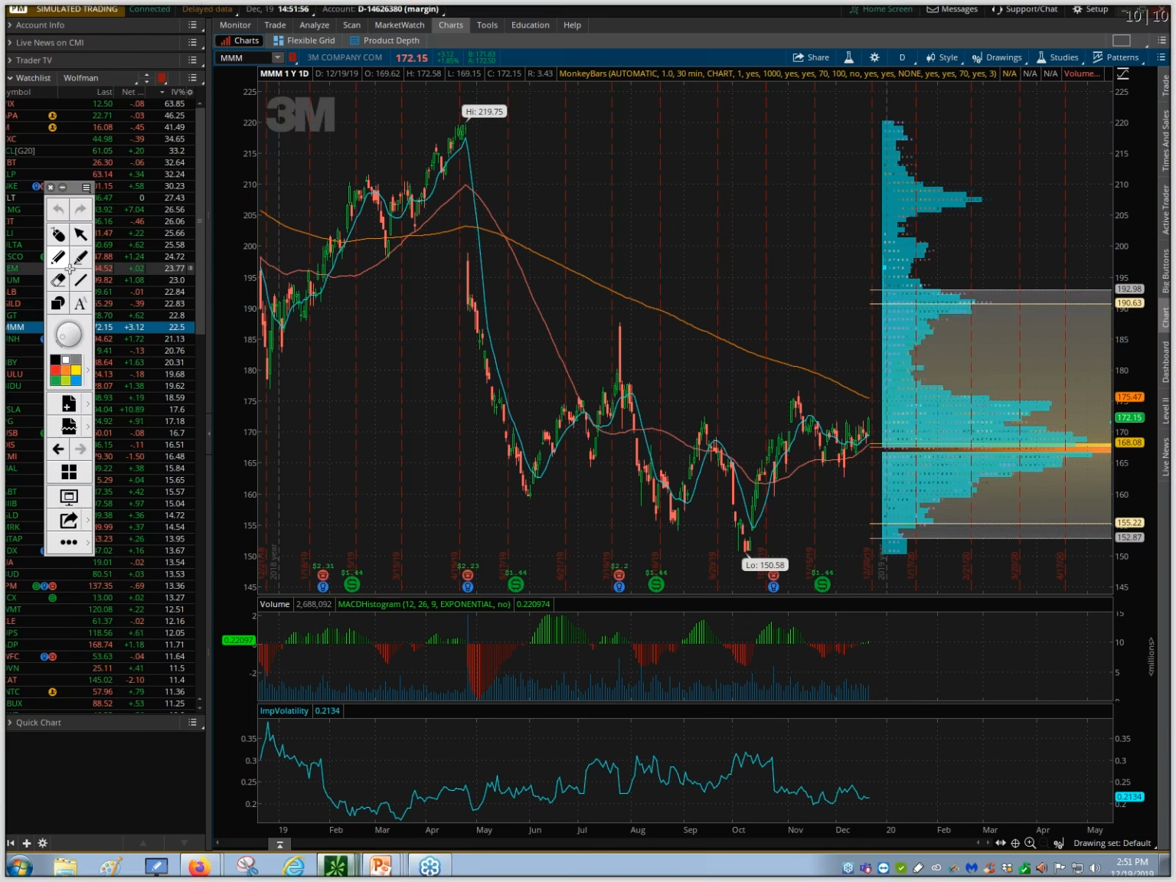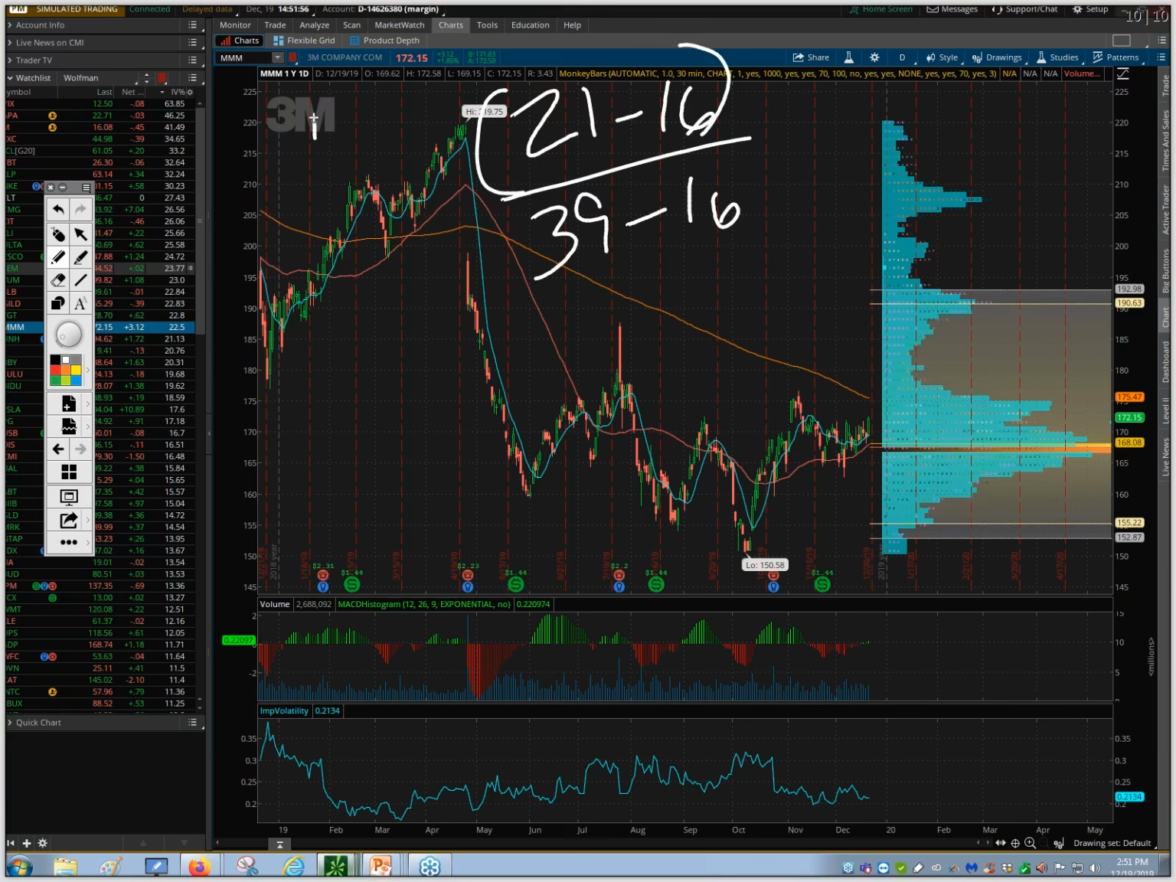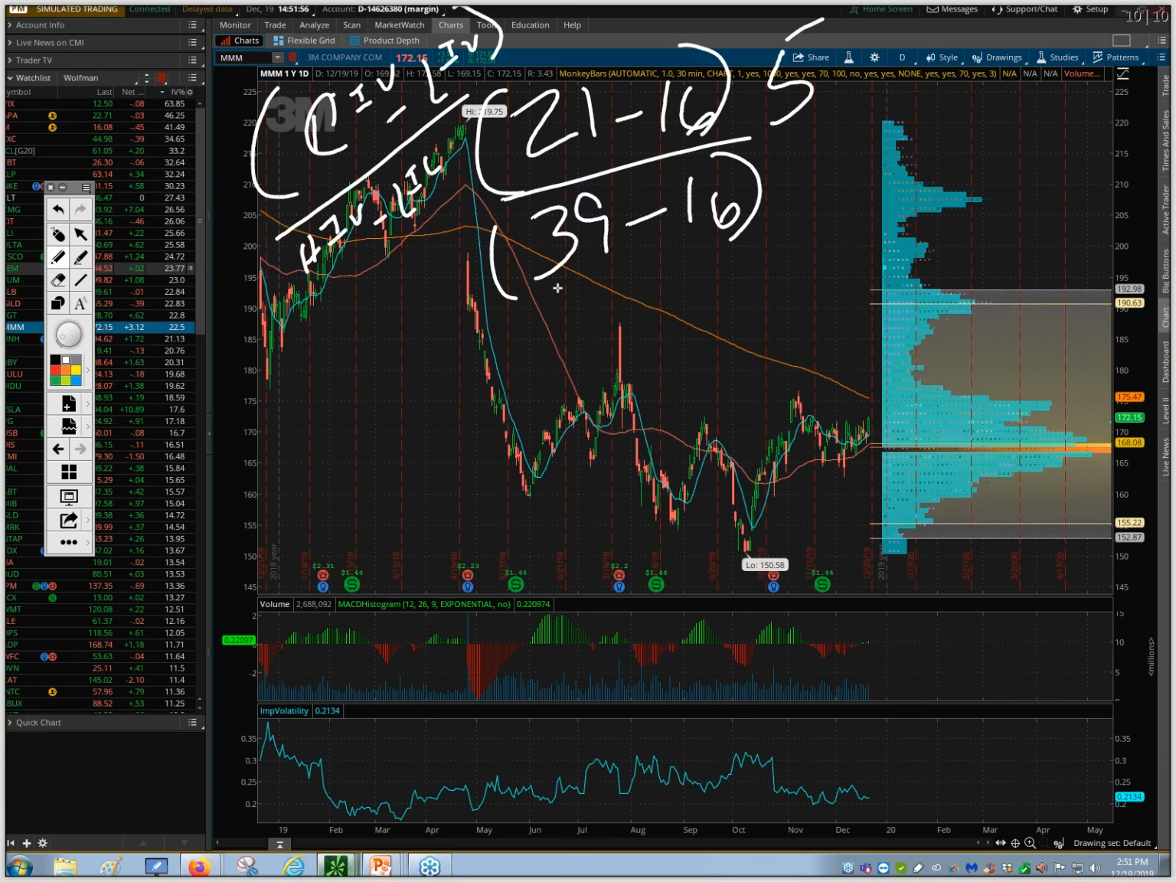So we take the 21 minus the 16 and divide that sum by the 39, which was the high, minus the low. So this is the current IV minus the low IV, and take that sum and divide it by the high IV minus the low IV. So that's what we've got here. Basically we're looking at 5 divided by, what is that, 23? So 5 divided by 23 is basically 20-ish.